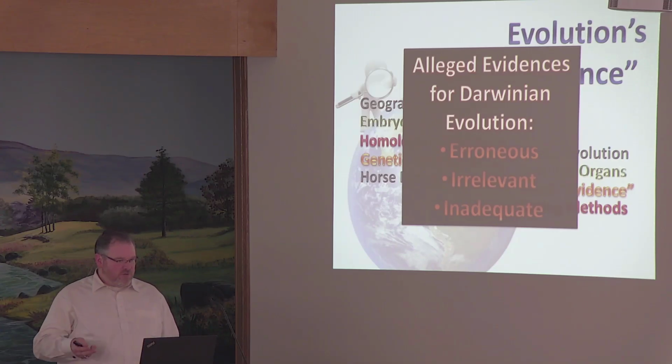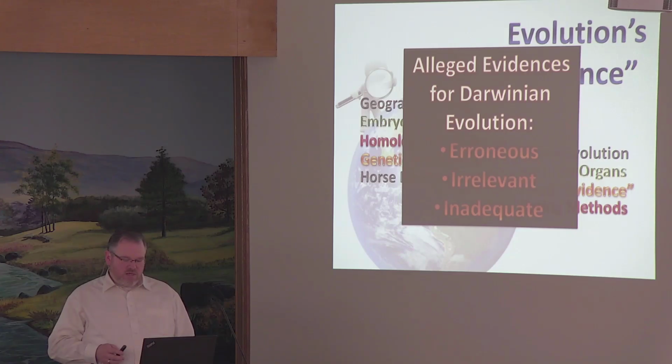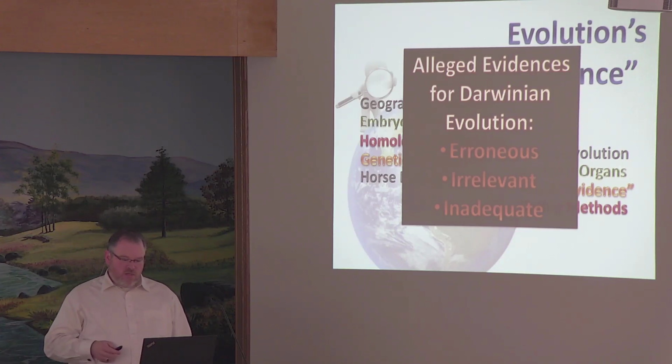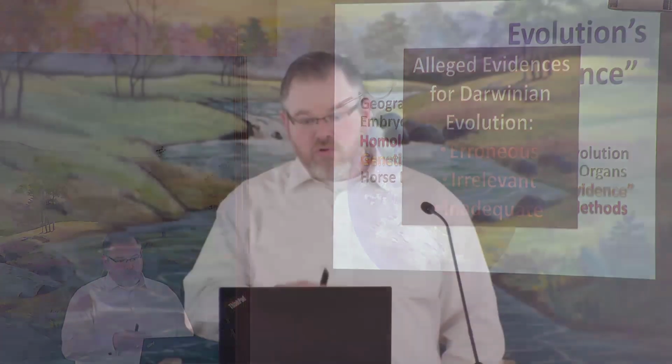Or irrelevant evidence, that is, they don't really have anything to do with Darwinian evolution at all, but instead microevolution, which we don't even argue with. Or they're inadequate, that is, they could support evolution, but they're not sufficient evidence to prove evolution, because the same evidence could be used in support of creation. So let's wade through this alleged evidence and see if it passes the science test.